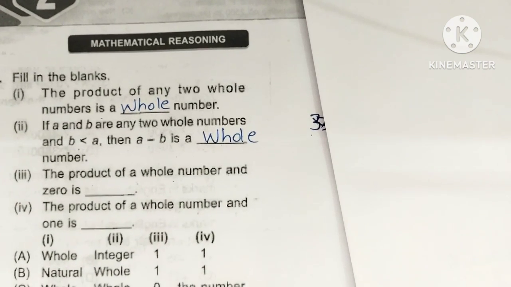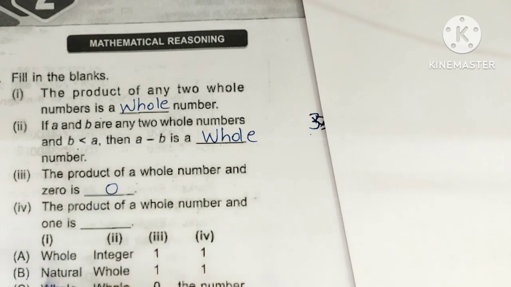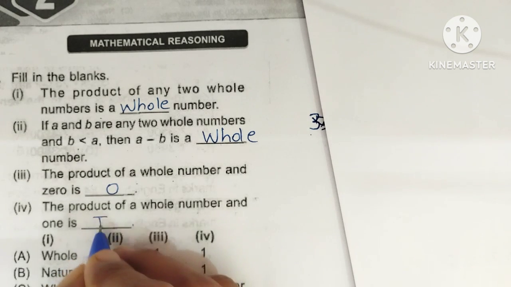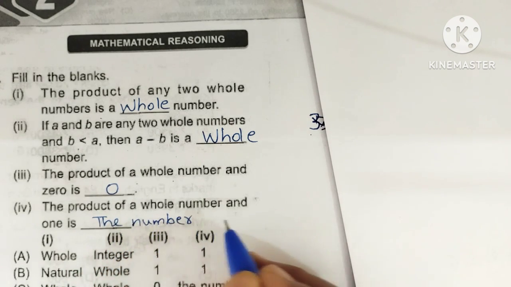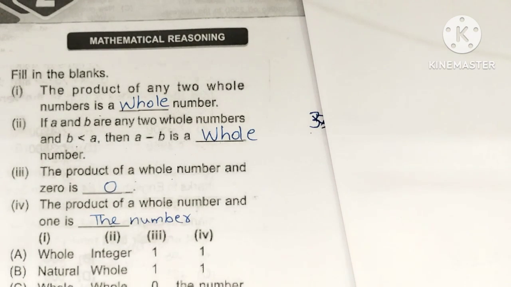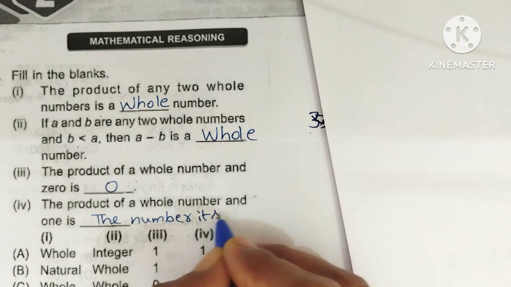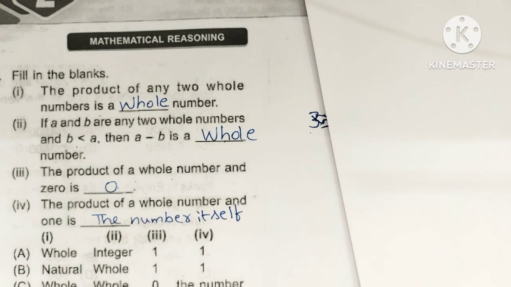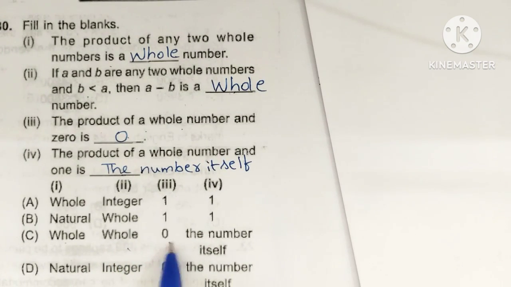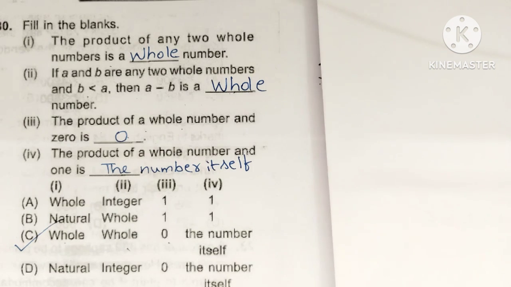The product of a whole number and 0 is 0. Any number multiplied with 0 is 0. The product of a whole number and 1 is the number itself. Any number multiplied with 1 is the number itself. So 0, the number itself. Option C is the correct one.